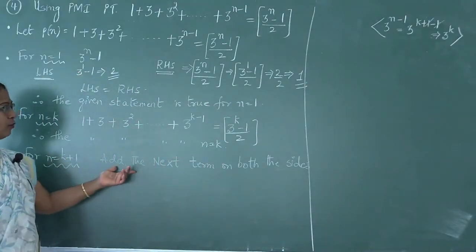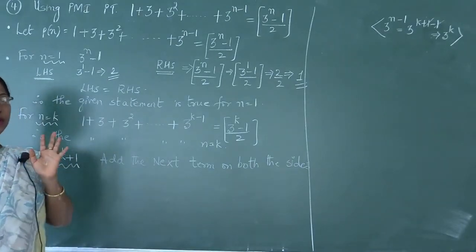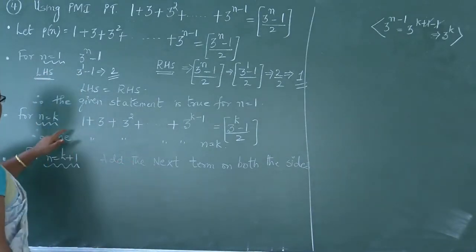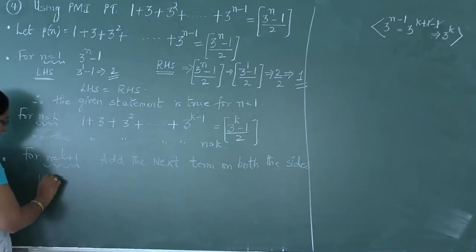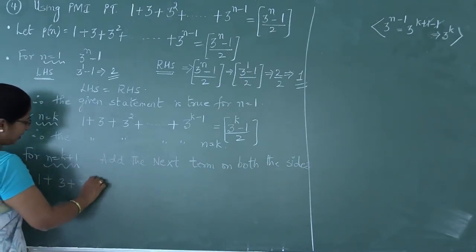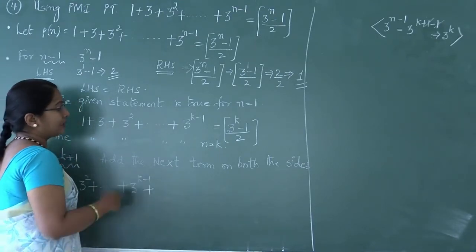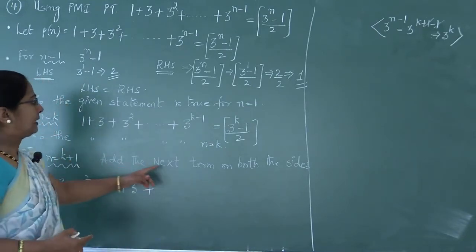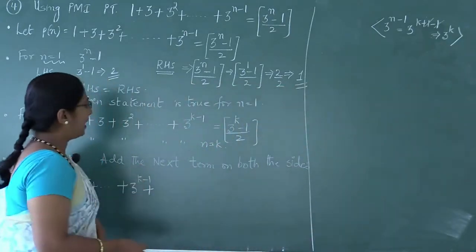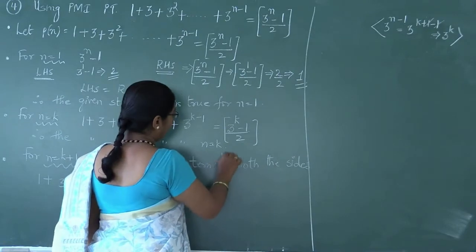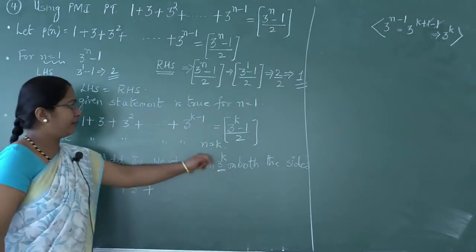Now, add the next term on both the sides. As I mentioned earlier, using step number 3, we are supposed to add the next term on both sides. The given question becomes 1 plus 3 square, etc., 3 power k minus 1. Which is the next term? 3 power k. So, directly you can write: add the next term 3 power k on both the sides. Make a note of it.